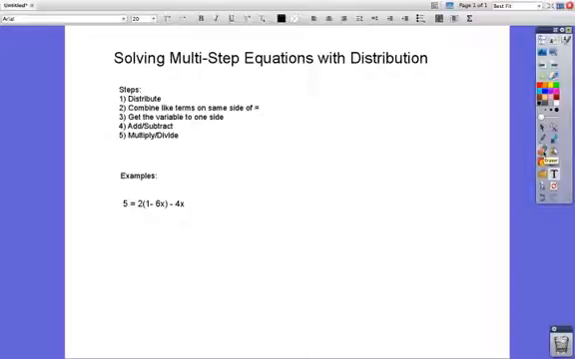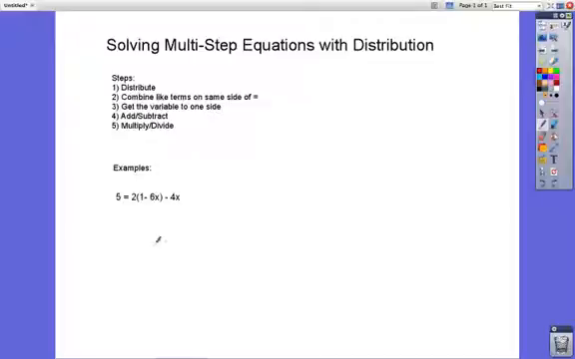Alright, so here is a second problem that we can do for extra practice. So again, first step is always to distribute. So we're going to distribute this 2 with the 1 and the negative 6x. So we will get 5 equals 2 minus 12x. And we still have to subtract 4x.